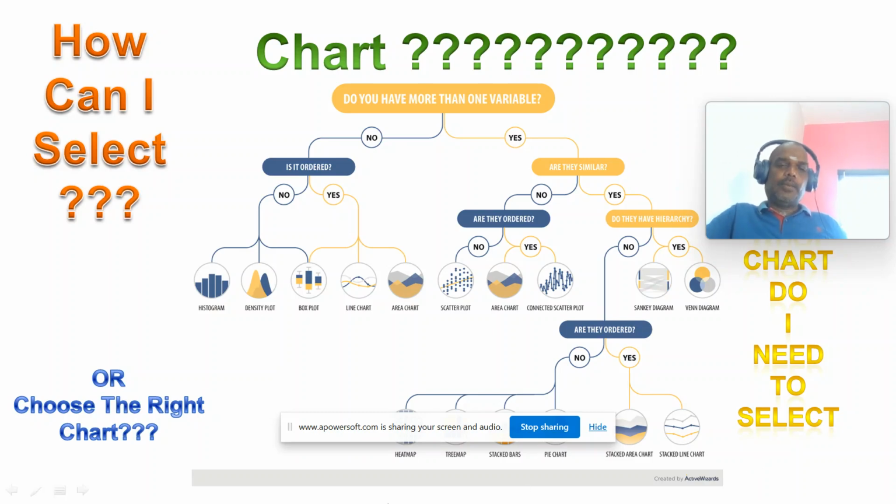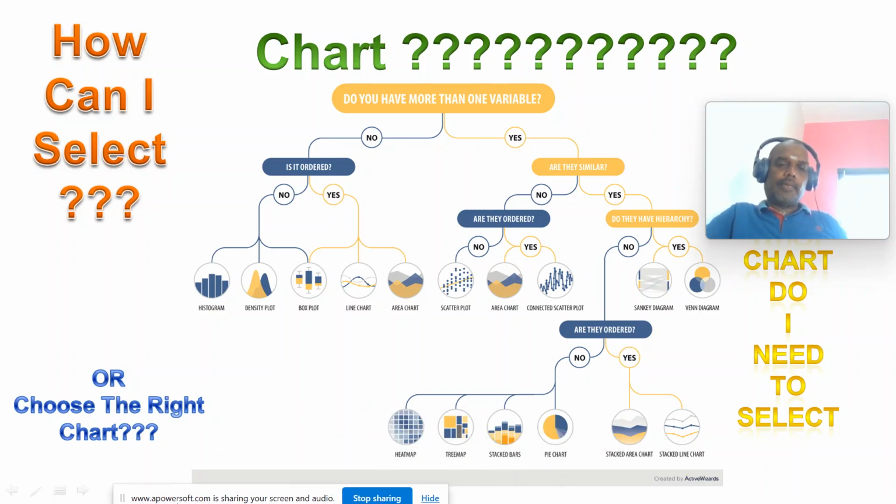You can see this chart. You need to categorize whether you are using one variable or multiple variables. If you are using one variable, is it ordered? If that is the case, then you need to follow this chart. If it is not ordered, an unordered list, then you can go forward with the S pattern. If you have multiple variables, then you can follow whether it is ordered or unordered. You need to follow that.